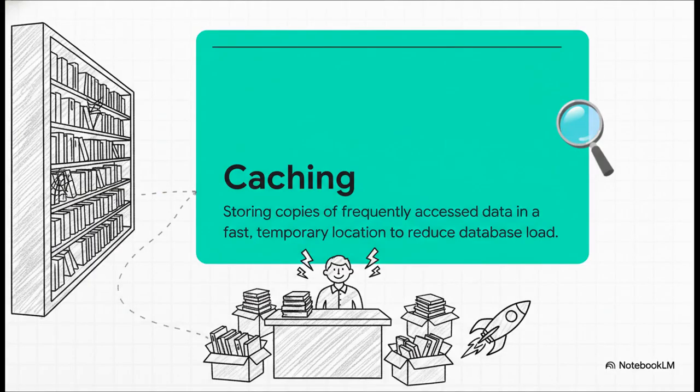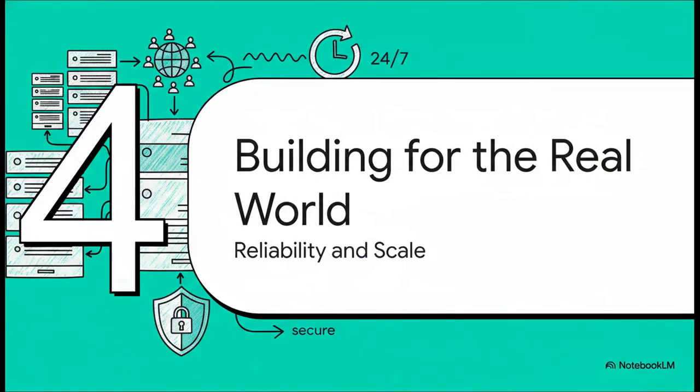Another great trick for speeding things up is caching. It's a brilliant idea, really. Instead of making that slow trip all the way to the database every single time for the same piece of information, we keep a copy of it in a super fast temporary spot. It's like a librarian keeping the most popular books right at the front desk instead of making you go to the archives every time.